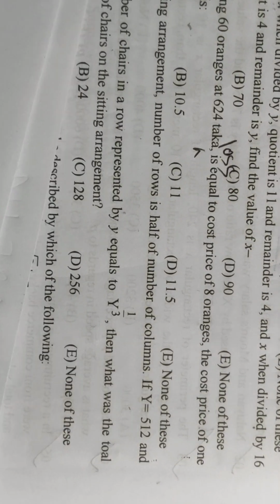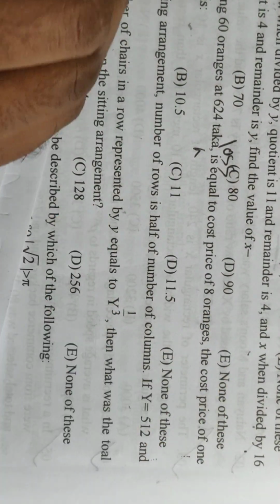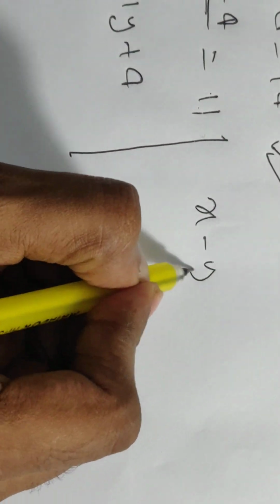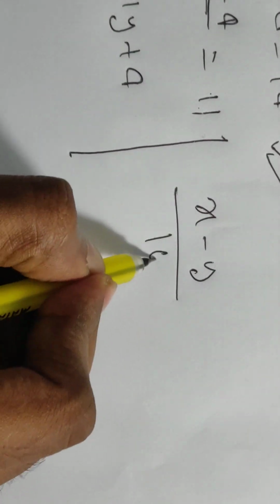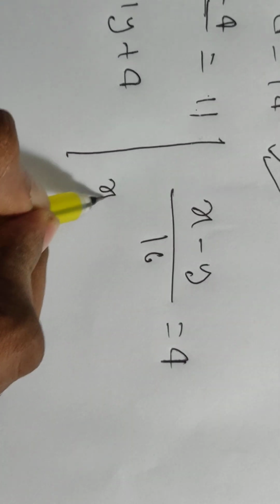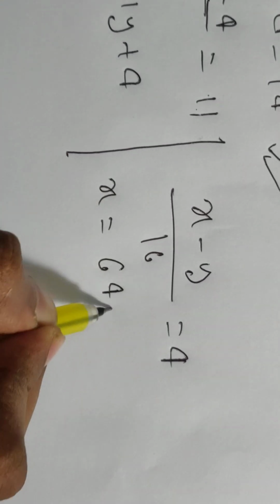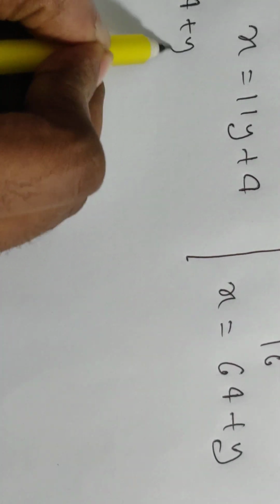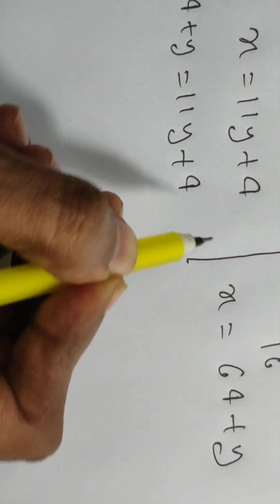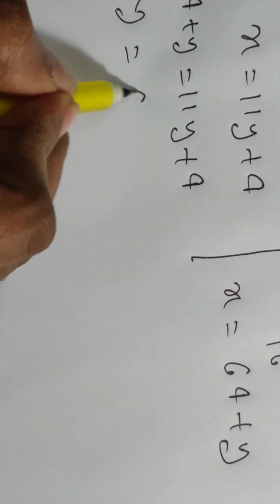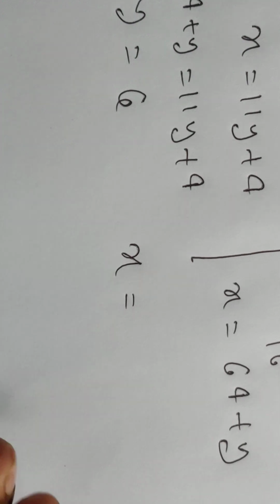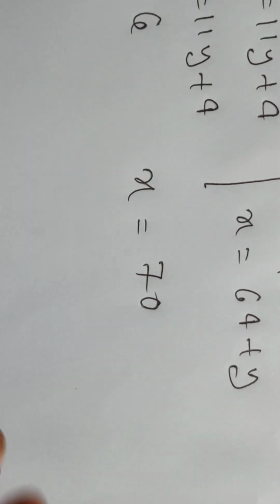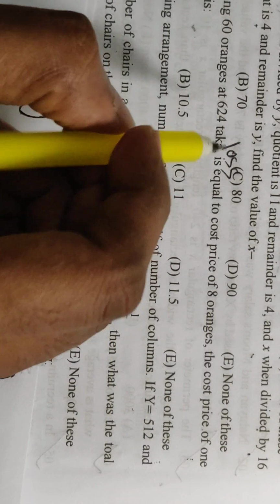And the other condition is x divided by 16, quotient is 4 and remainder is y. So x minus y divided by 16 equals 4, then x equals 64 plus y. Then if we put the value here, 64 plus y equals 11y plus 4, then we get y equals 6, and then x equals 70. So you need to get the value of x.